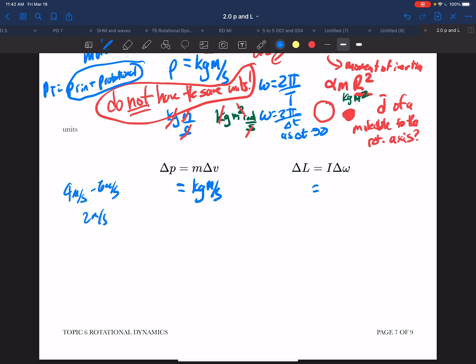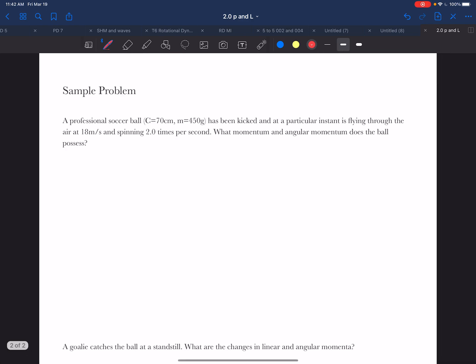And of course, over here, we would have the same thing: kilogram meters squared radians per second. So we end up having the same units and the same discrepancy with the units, but the units of change in momentum are the same as momentum. Well, next, let's apply this to a sample problem.